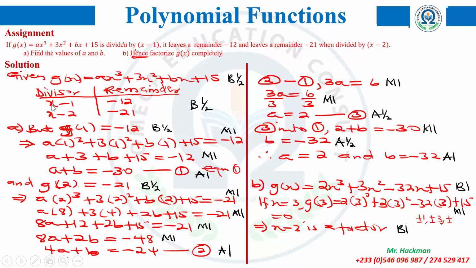So here, from the information that we have, we can comfortably say that g of 1 will give us what?